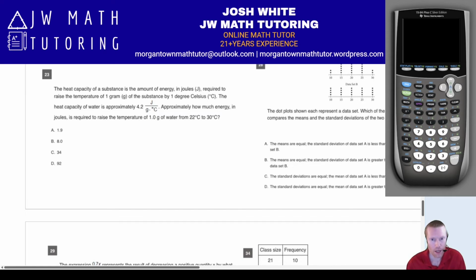So all we have to do is take this 4.2 number, that's the amount of energy to raise it by 1 degree, and just multiply that by 8, which is just 30 minus 22, because we want to raise it by 8 degrees. That comes out to 33.6, and then notice it says approximately, so we just round it off to 34. So the correct answer is basically 34 joules, letter C.